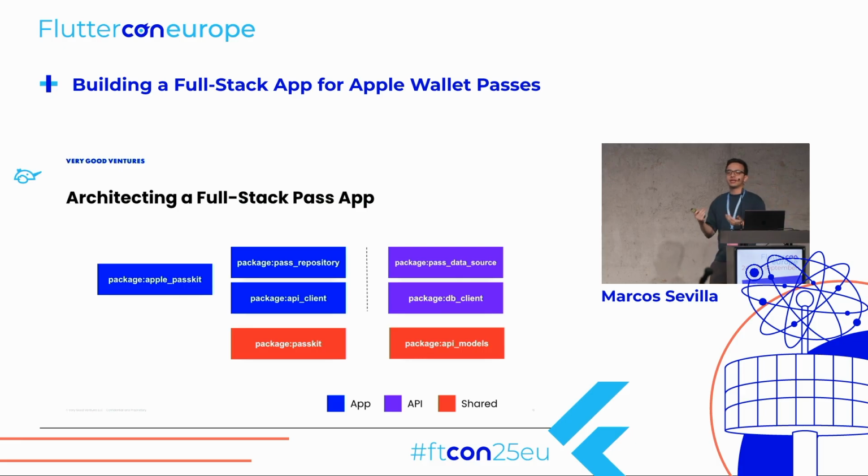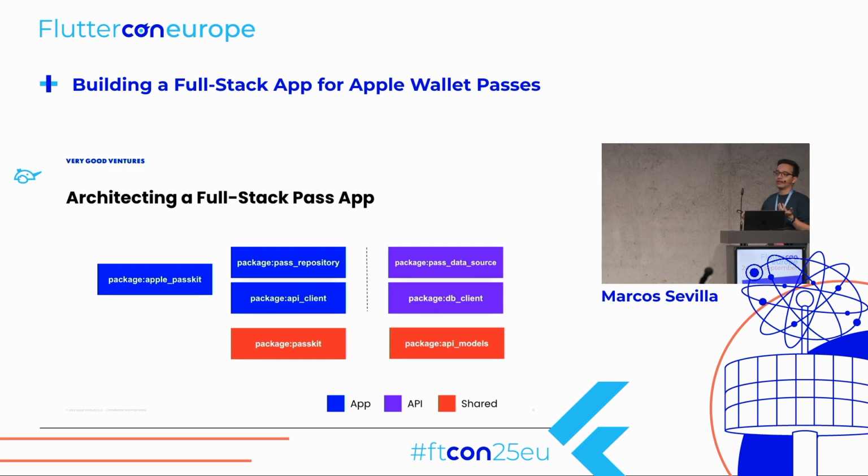Obviously, I have other packages like user repositories and things like that to manage user stuff. But yeah, this is just the PassKit feature, to say the least. And then the app stuff is going to be in blue. The API stuff is going to be in purple, and orange for the reusable stuff, right?